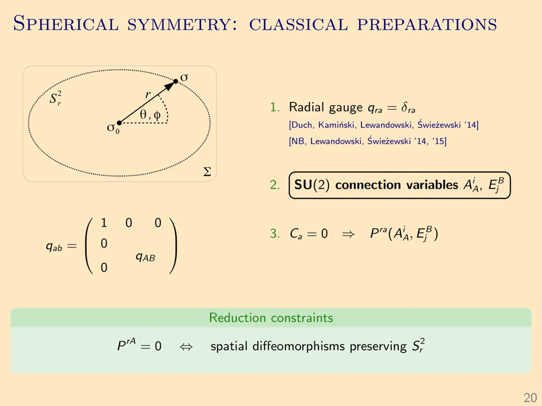The fact that you get these spatial diffeomorphisms was already observed in this original paper by Duch, Kaminski, Lewandowski, and Chrzewski. Not through a gauge fixing there, but through some direct computations of how these P^rA, constructed as real observables with respect to the spatial diffeomorphism constraint, behave. They were constructed as these observables, and then the Poisson algebra of these observables was computed, and it was seen that they really generate these spatial diffeomorphisms.